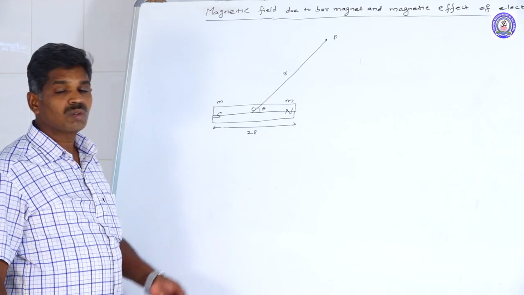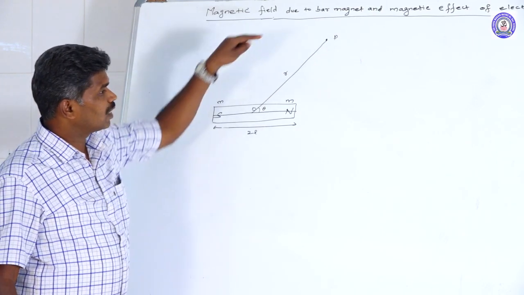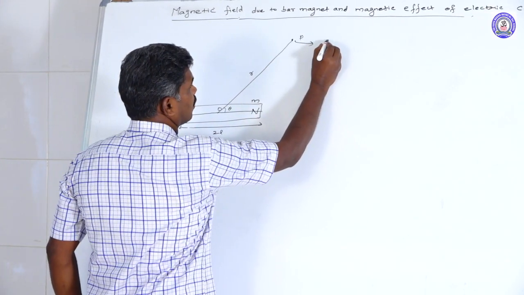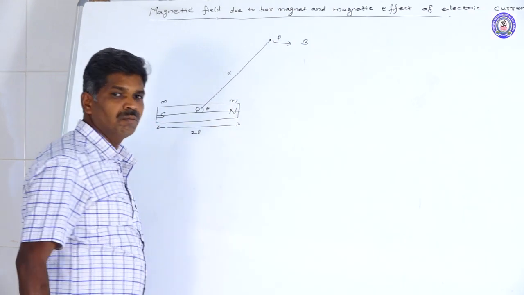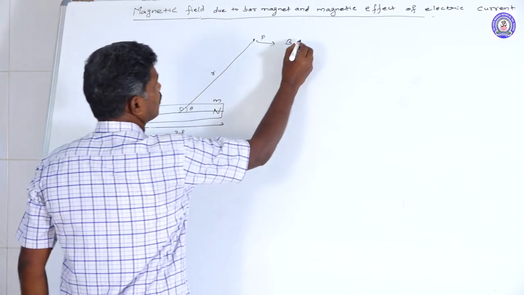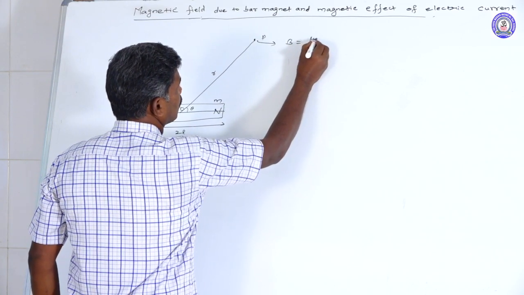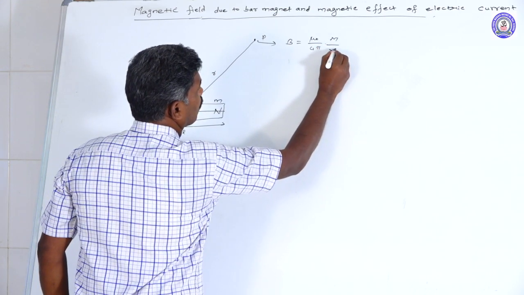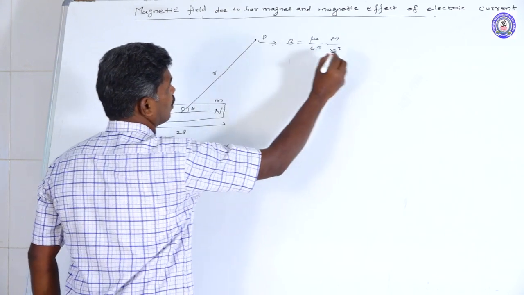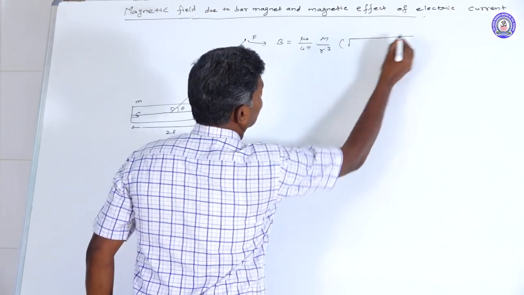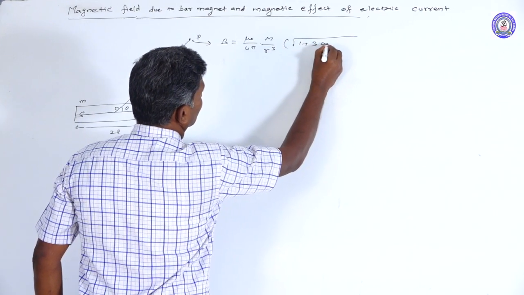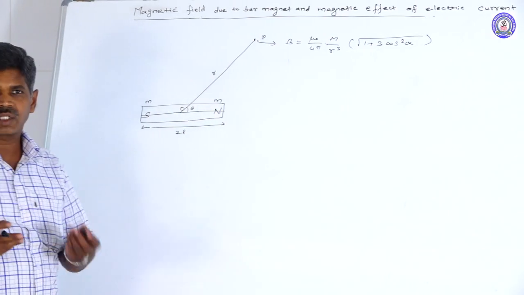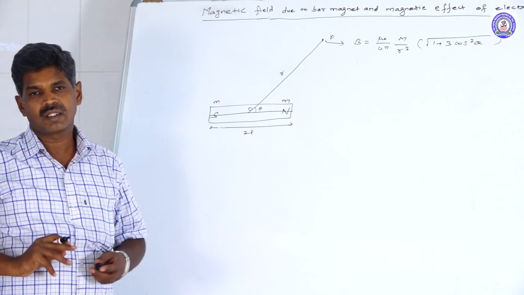Based on Coulomb's law, we can find the magnetic field at this point. That value can be calculated. The magnetic field induction is generally represented by B. That can be taken as B is equal to mu naught by 4 pi, capital M by R cube, square root of 1 plus 3 cos square theta. This formula is applicable to find the magnetic field at any point around that magnet.